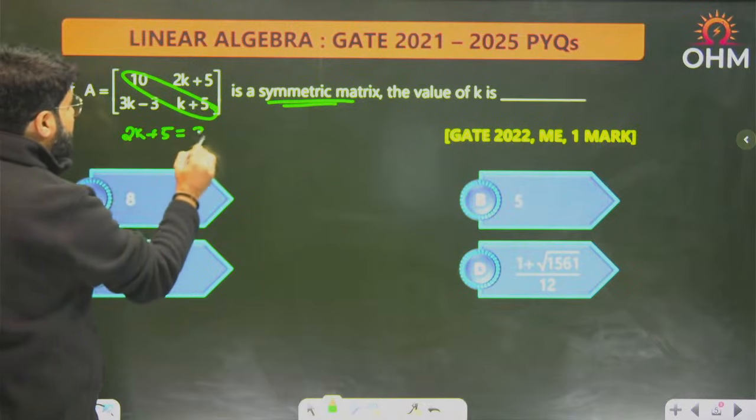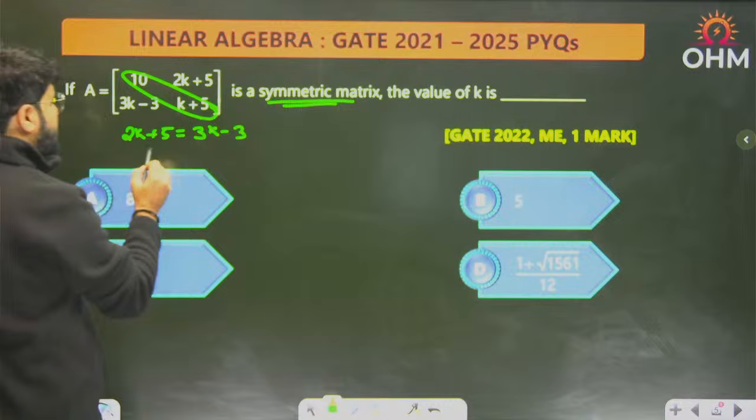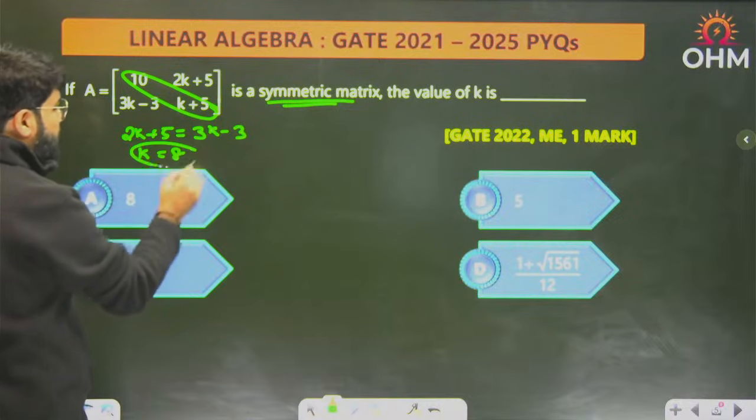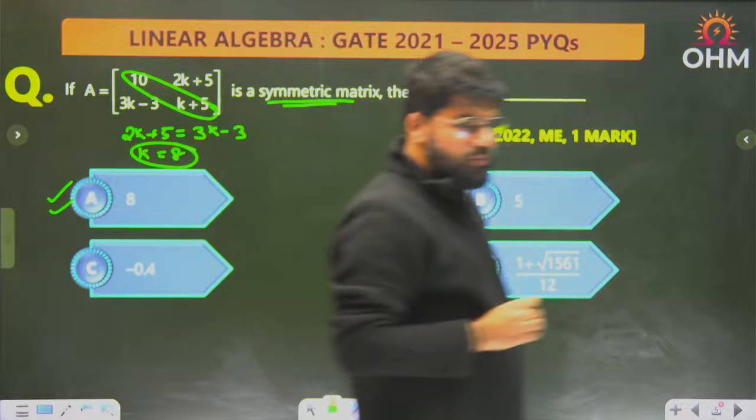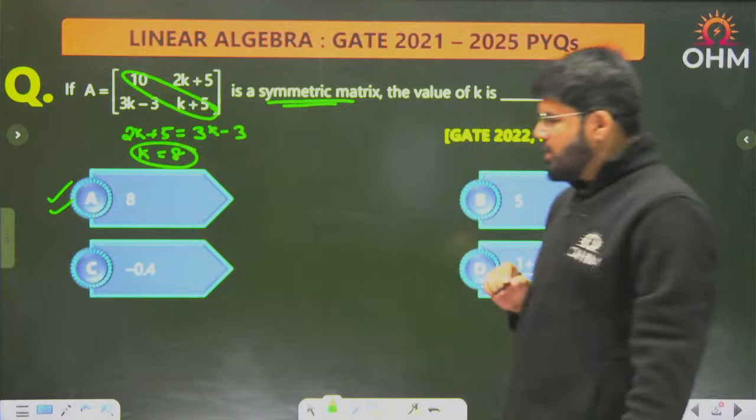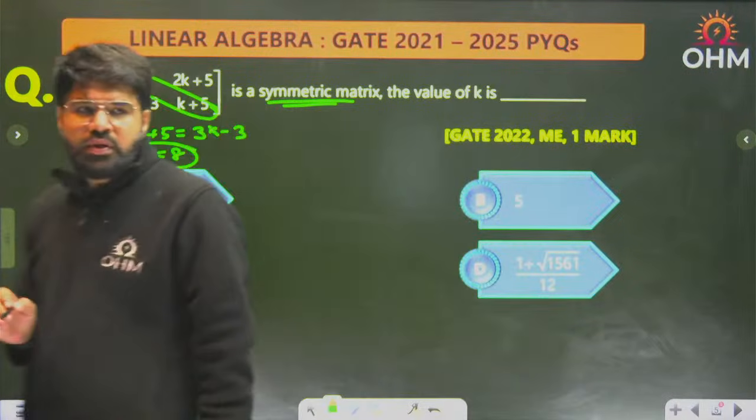So 2K plus 5 should be 3K minus 3. Solving, we get K equal to 8. Okay, what a bonus of a question it is. Option number A, 8. Next question.